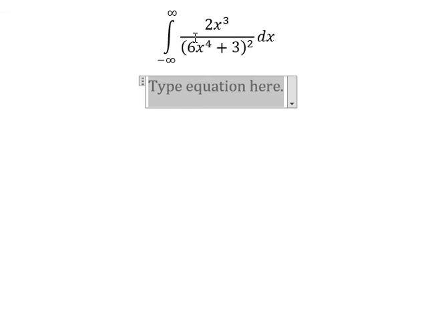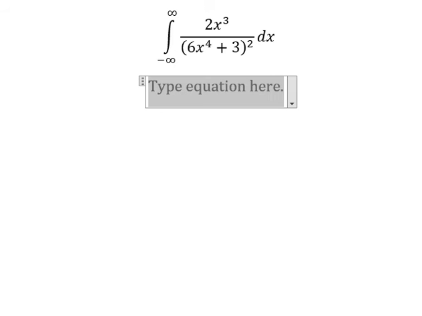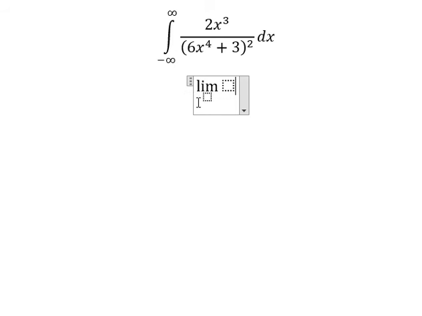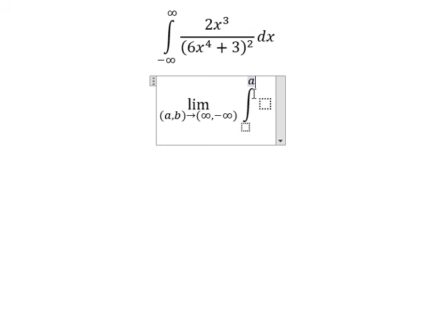We need to transform positive infinity and negative infinity into limits. So we have a and b approaching positive infinity and negative infinity. So we have the integration, a should be in here, b should be in here.